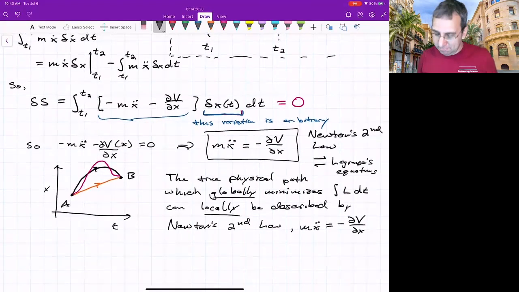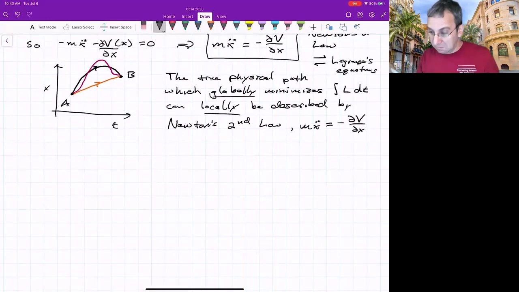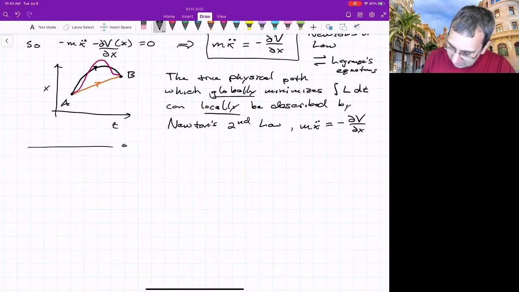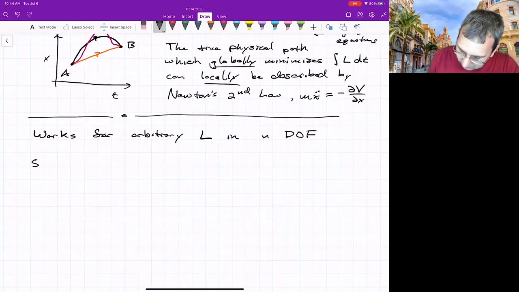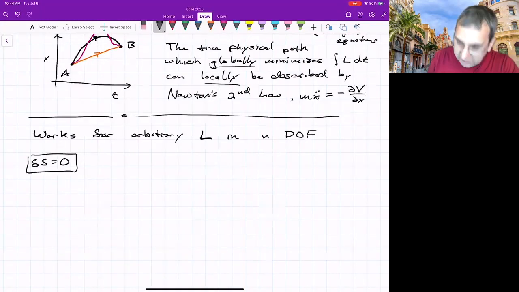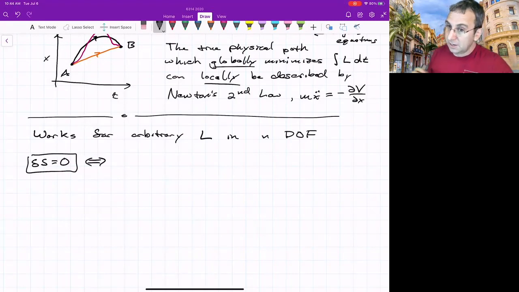So, just for understanding here, we did this with 1 degree of freedom. But this works for arbitrary Lagrangians, so not just T minus V, any kind of L, in n degrees of freedom. So that means that if you work out delta S equals 0, the variations in each of the degrees of freedom need to be independent of one another. They're not all connected. So the first order variation equaling 0 is equivalent, so this global principle is equivalent to the local differential equation principle.